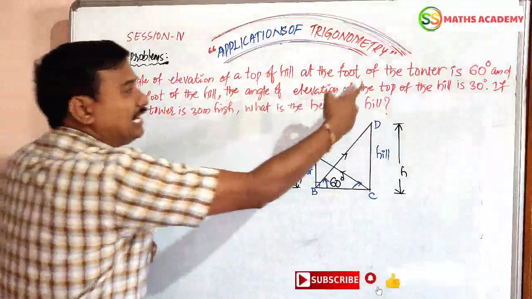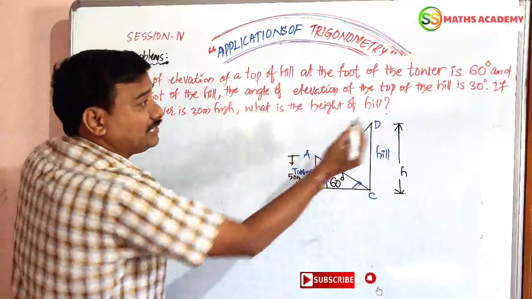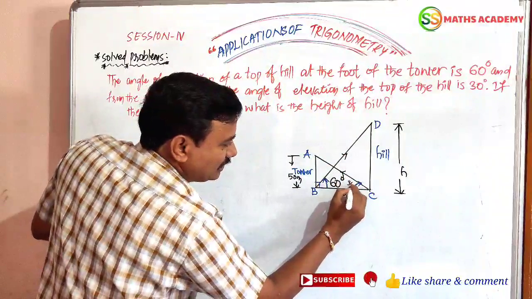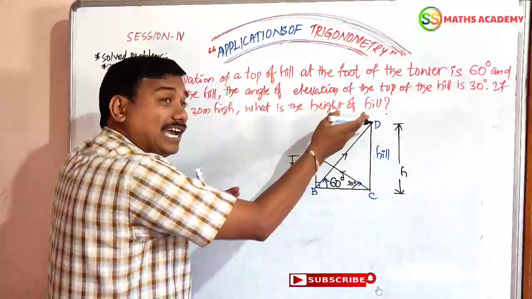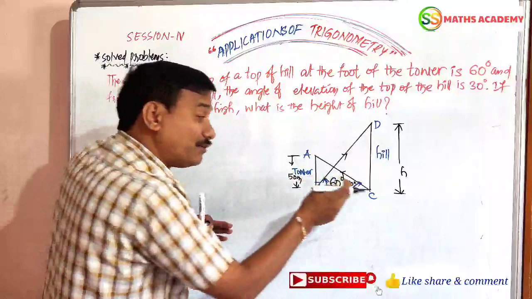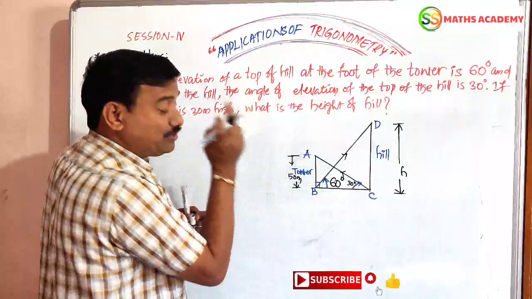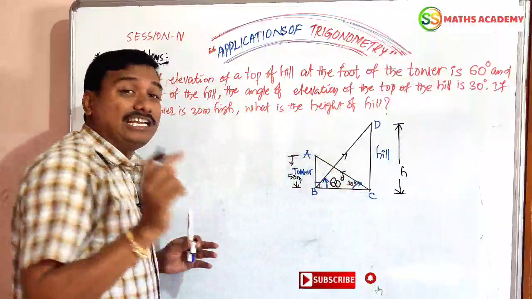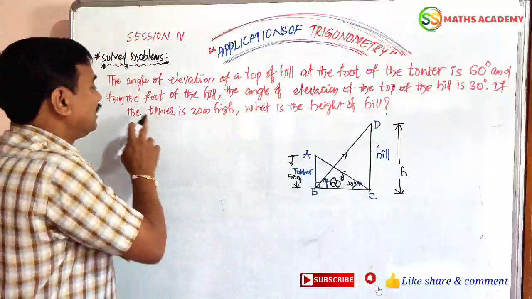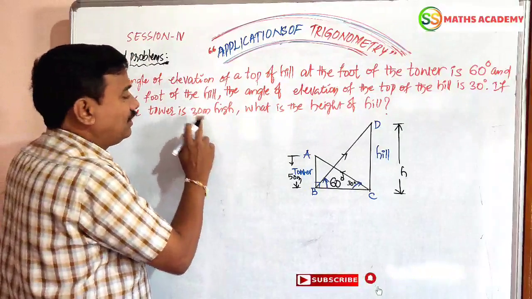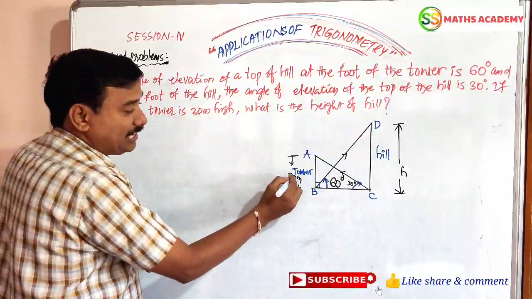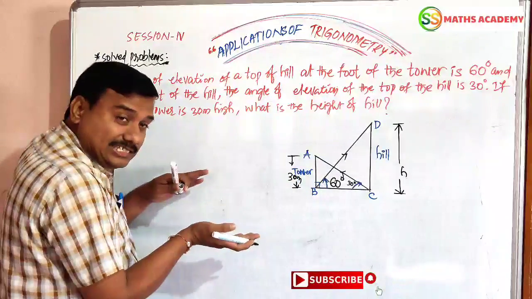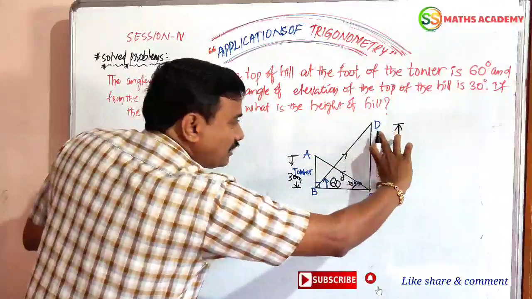And from the foot of the hill, the angle of elevation of the top of the tower is 30 degrees. From the foot of the tower, the angle of elevation is 60. From the foot of the hill, we observe the top of the tower making an angle of elevation of 30 degrees. Then the tower height is given as 30 meters. Find the height of the hill.